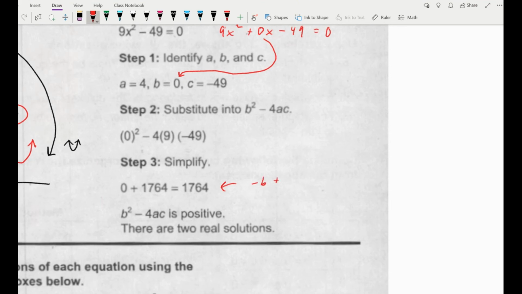This would have been minus b plus or minus the square root of 1764 all over 2a, which is 2 times 4. And this b value here would have been 0. But we still get two answers because it's plus or minus a positive square root. So there are two real solutions. And that means the graph will cross the x-axis at 2 points.